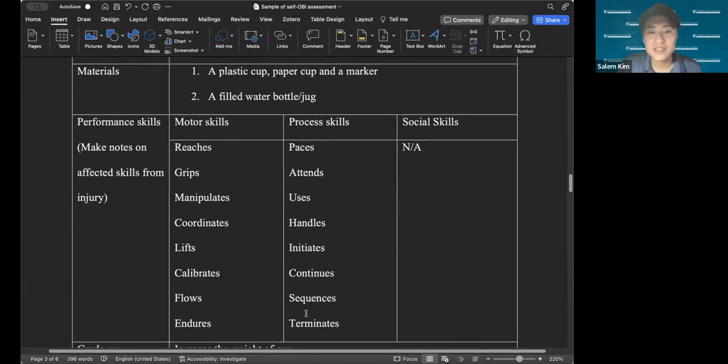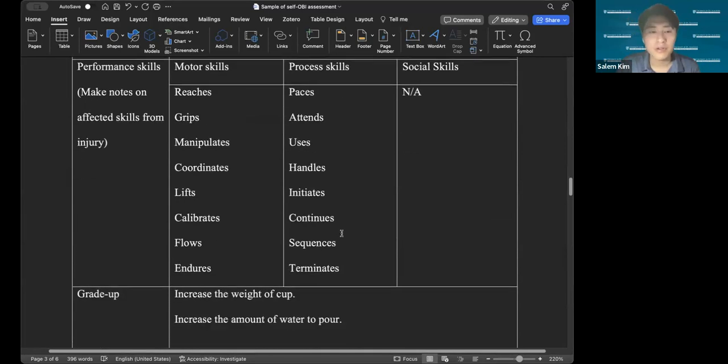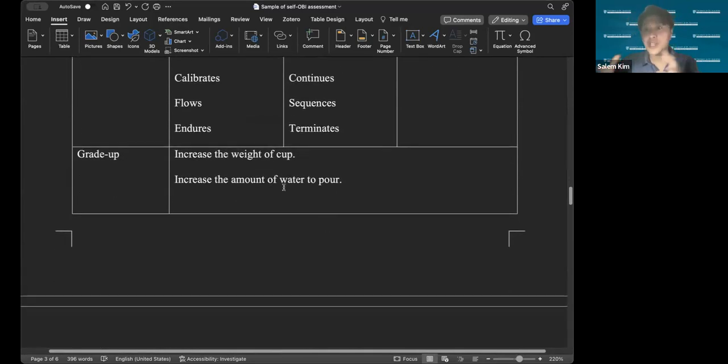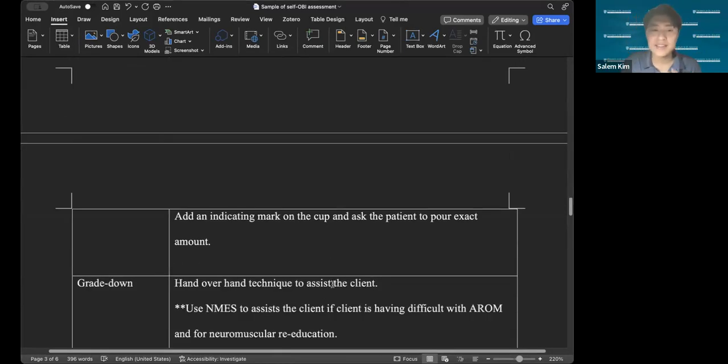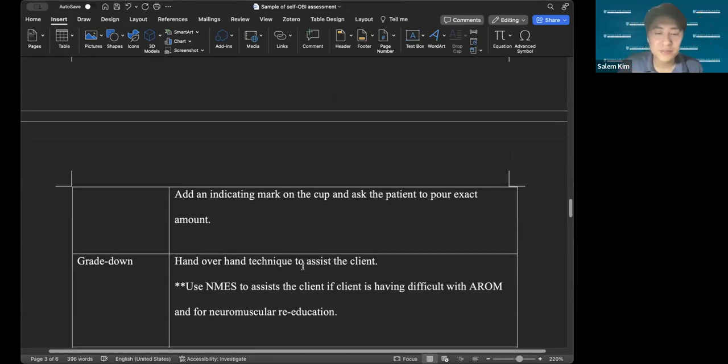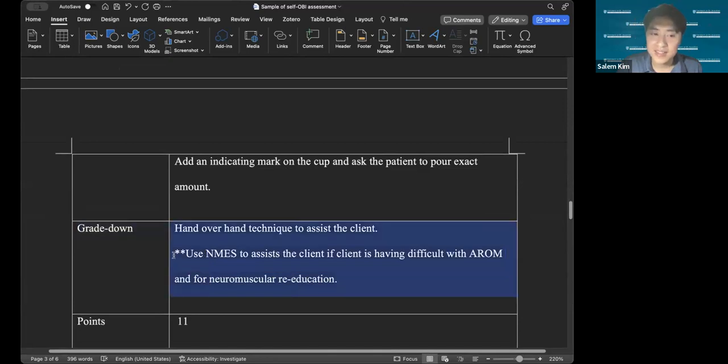Some of the performance skills will be used for just drinking water. So we can change the weight of the cup, we can change the amount of the water, or we can ask the patients to pour the water. And to even further grade up, we can add some marking points, and then ask the patients to pour the water to a specific amount by the labels. Grade down could be the hand over hand technique if they're having some issues with grip strength, or we can give them manual assistance as well. I think when I was filling this chart up, maybe I was looking at some of the NMES stuff, so that's just there.